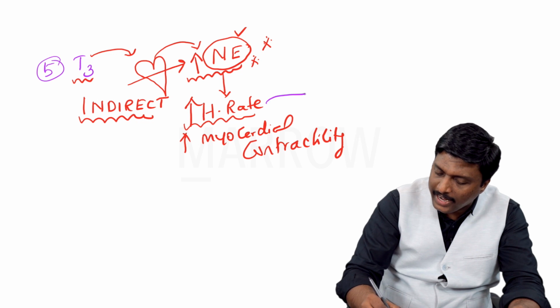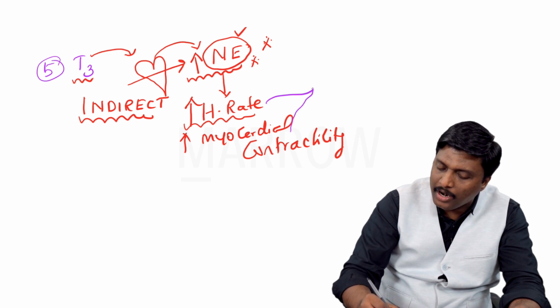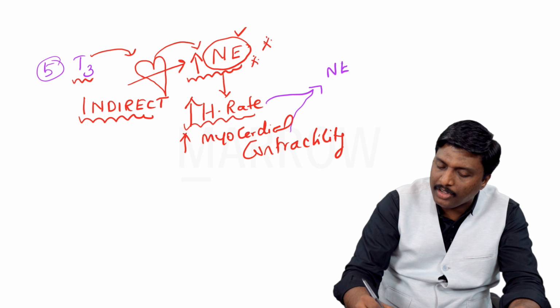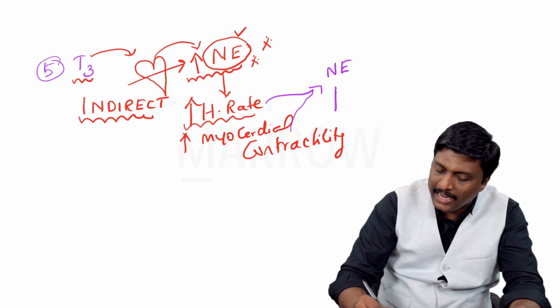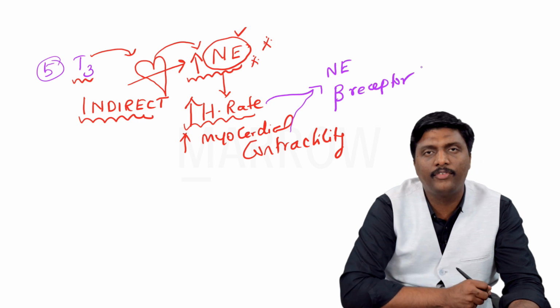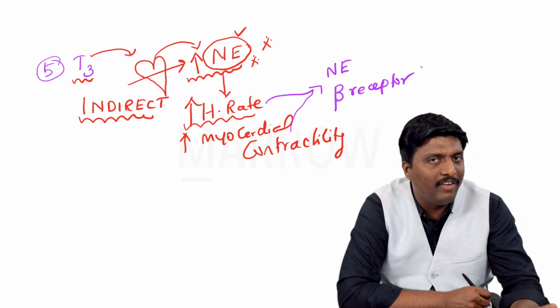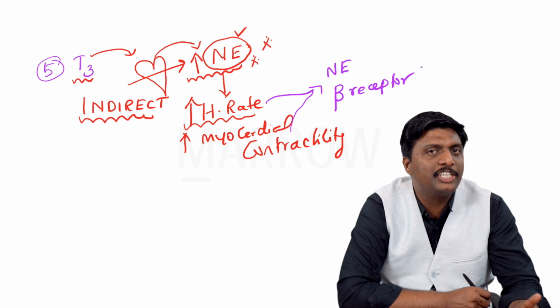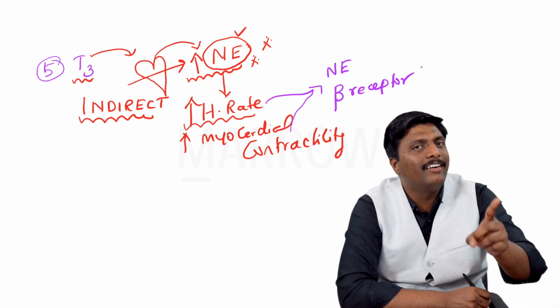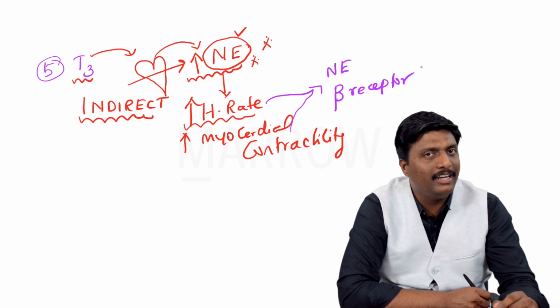Both this heart rate, increase in myocardial contractility by norepinephrine is which receptor action? This receptor is beta receptor action of norepinephrine. It is not alpha action, it is beta receptor action in human heart. Increase in heart rate, increase in myocardial contractility.